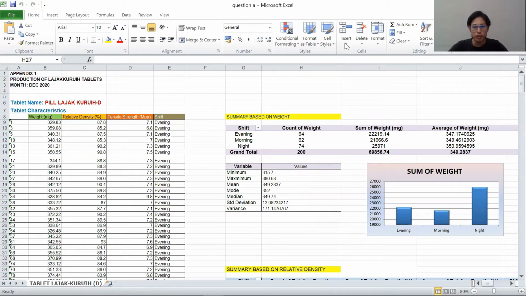My name is Yusuf Adli and we are from group Pil Lajakkuruih Set D. We are presenting our product, which is Pil Lajakkuruih Set D. Our group consists of me, Ammar, Wasfi, Ismail and Luqman.